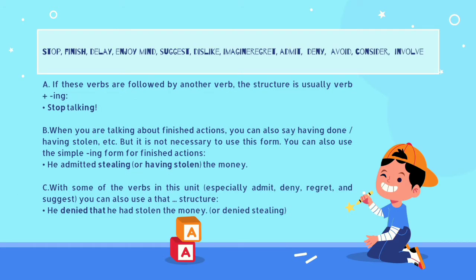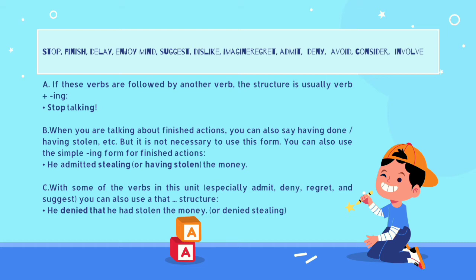Look at the word in the table. A. If these verbs are followed by another verb, the structure is usually verb plus -ing. Example, stop talking. B. When you are talking about finished action, you can also say having done or having stolen. But it's not necessary to use this form. You can also use the simple -ing form for finished action, like he admitted stealing or having stolen the money.